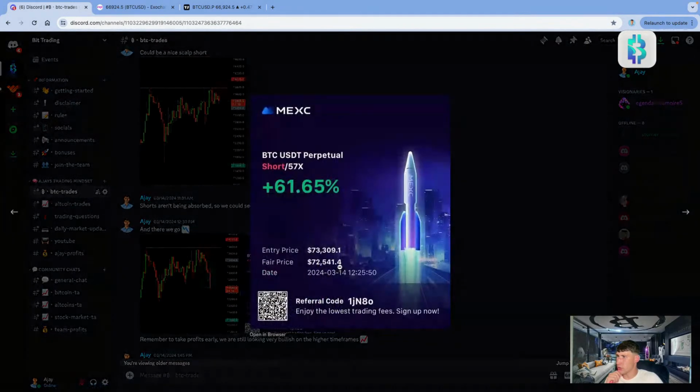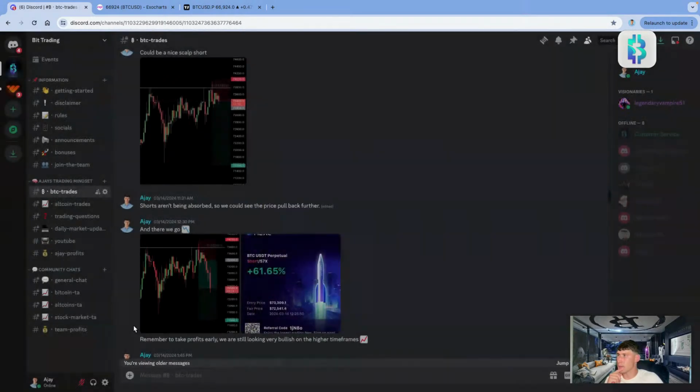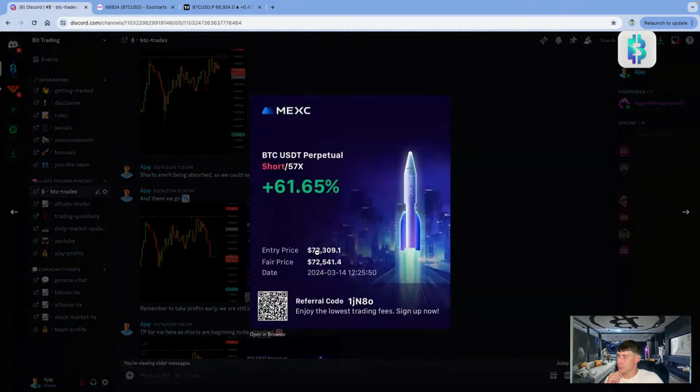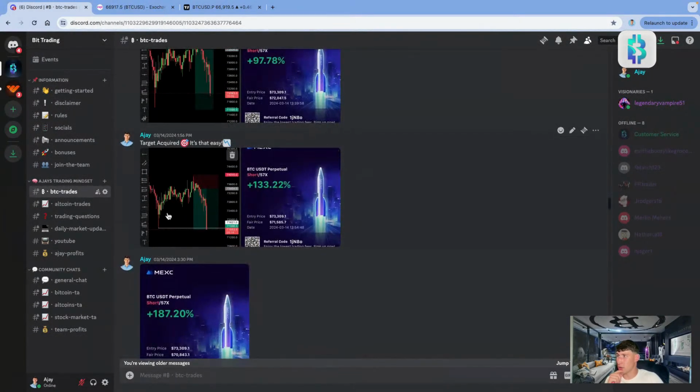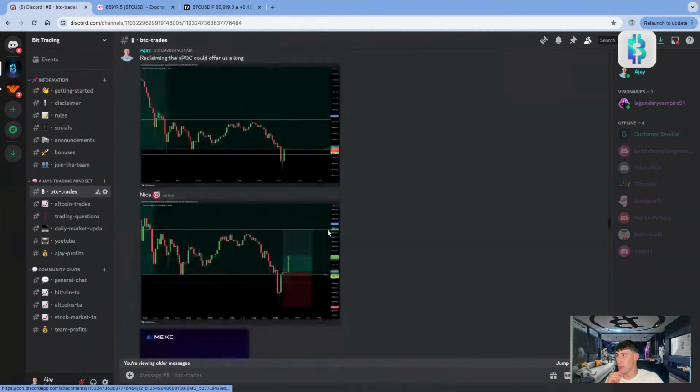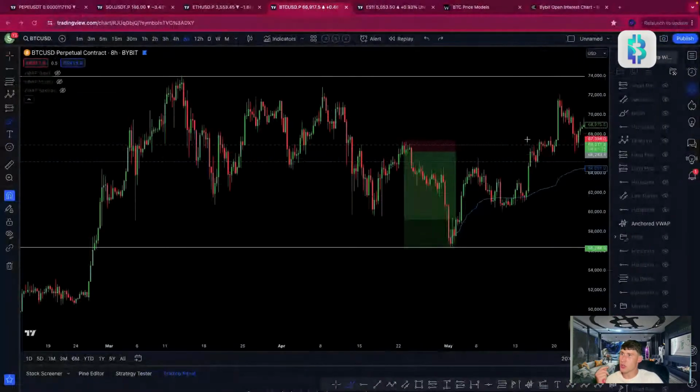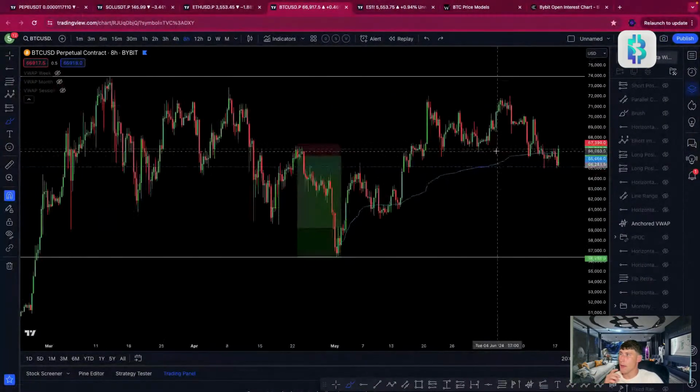What was the actual entry actually here? $73,300. So yeah, that is the short that I took from all-time high. That was an absolute godly short trade. That was just an amazing short trade. So yeah, I'm kind of just looking for the same thing.